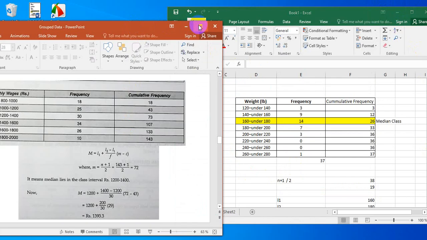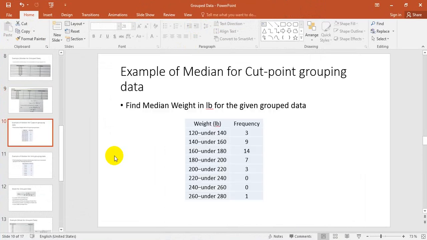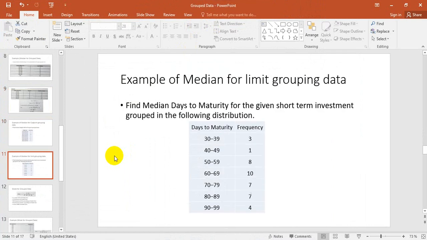Now moving to the slide. So median for cut point grouping we have discussed. Similarly, in another example we consider the median days to maturity for short-term investments grouped in the following distribution. The distribution is given as days to maturity. The data is given for short-term investment, but the data is grouped in the form of limit grouping.